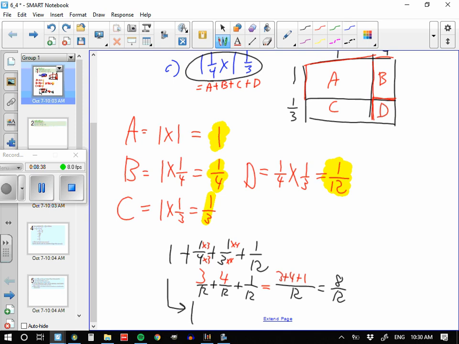Don't forget we had the 1 here. So this part was 1. These parts added up to be 8/12. So when I put those together, I get 1 and 8/12 as my answer, which in lowest terms is 1 2/3.